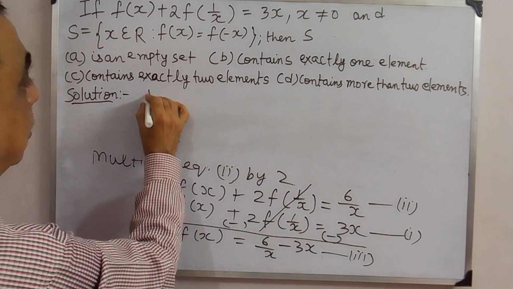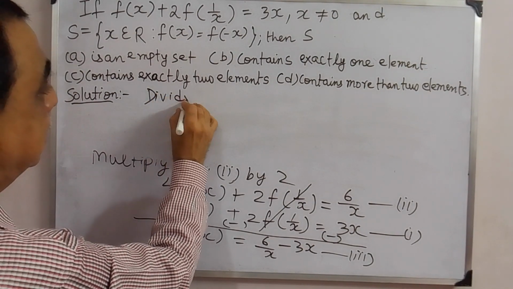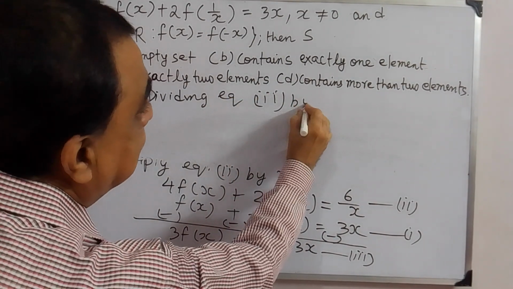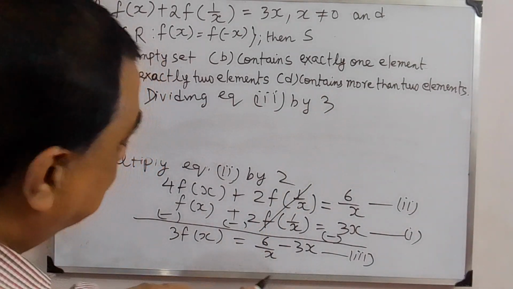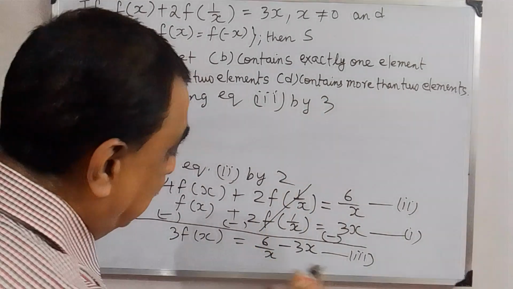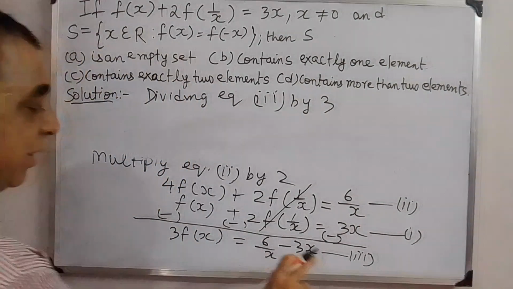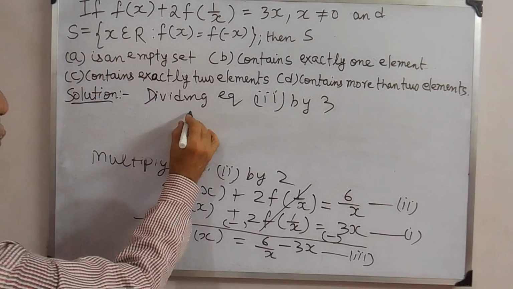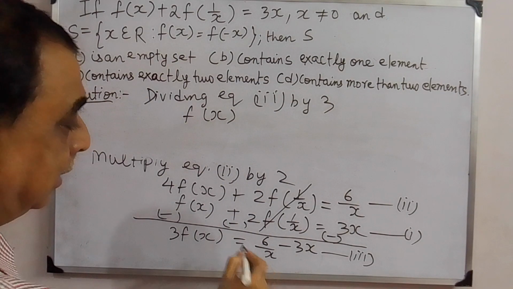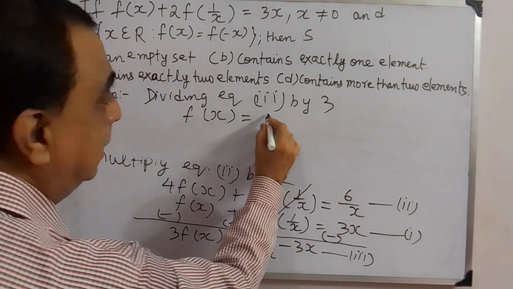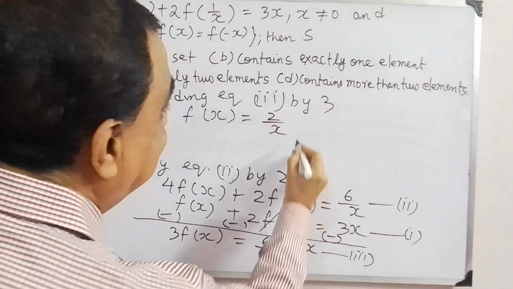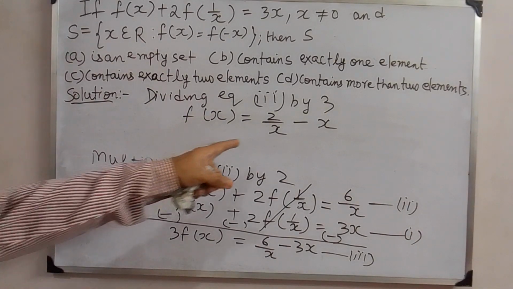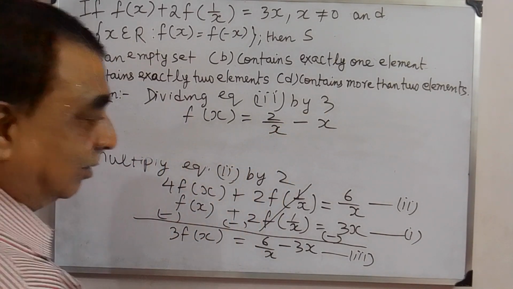Okay, so now dividing equation 3 by 3, because we will remove that common factor from each term. 3 is common in each term, so we are dividing by 3. So this will become f(x), and this will become 6 divided by 3, which is 2 by x, minus 3 divided by 3 is 1, so x. So f(x), in terms of x, is this.